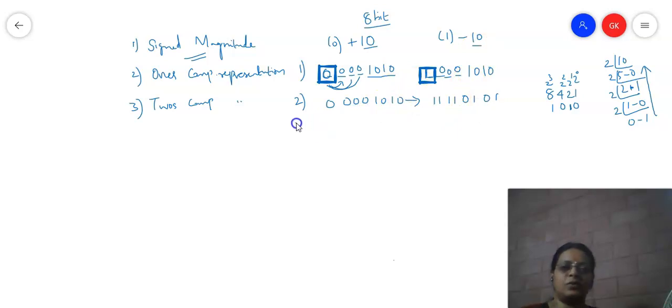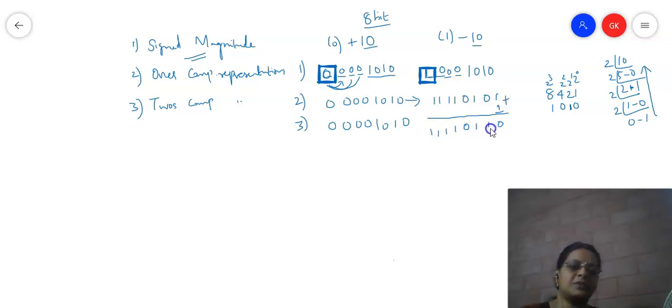Okay. Now coming to 2's complement representation, how will you represent the number in 2's complement? Again, for positive numbers there is no difference. So the same number will be repeated as such without any change. For a positive number it is not going to differ. But for negative minus 10 in 2's complement representation, what you have to do is add 1 to the 1's complement value. Then you will get the 2's complement value. So this is going to be the 2's complement representation of minus 10.